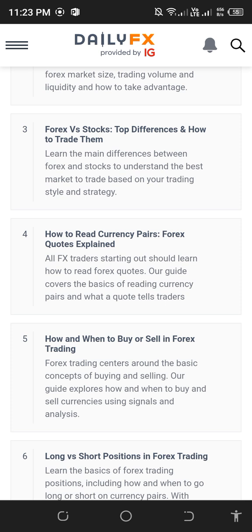How to read currency pairs. Forex explained. All FX traders starting out should learn how to read Forex quotes. Our guide covers the basics of reading currency pairs and what a quote tells traders.